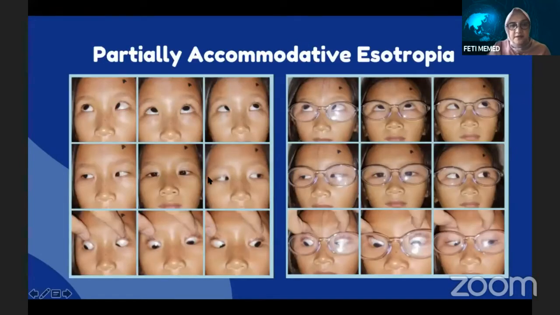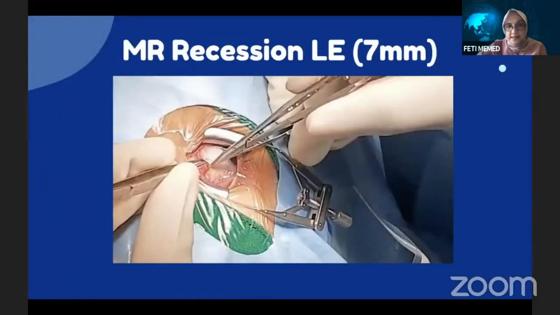These are the pictures without glasses. We can see the esotropia here, and after the glasses there is still esotropia in this child. And I managed by surgery in only one eye, with medial rectus recession in the left eye.